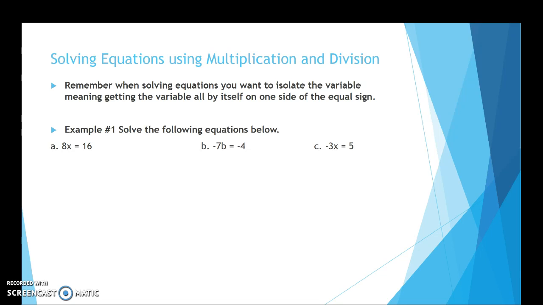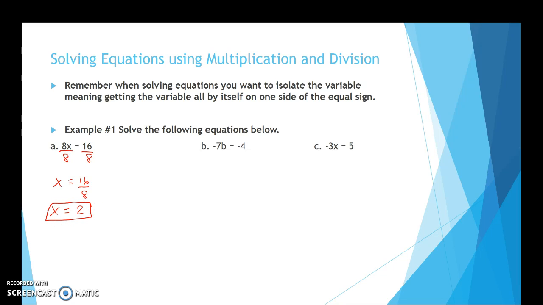Example number 1a, we have 8x equals 16. We want to isolate the variable x, meaning getting it all by itself here on the left side. So we need to get rid of that 8x. Well, what's the opposite of 8 times x? The opposite of multiplication is division. So I'm going to divide 8 to the left. Whatever you do to one side of the equation, you have to do to the other. So I'm going to divide 8 on the right side. So I have here x equals 16 over 8, and that is going to simplify to 2. So x equals 2, and that will be my answer.